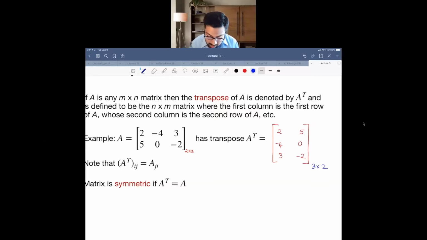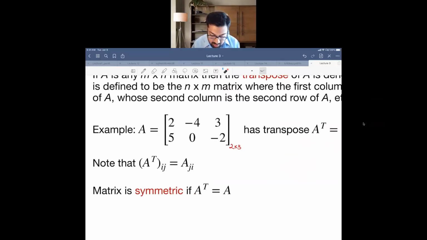So m by n has become n by m. The number of rows and columns have switched because we have interchanged each row with each column. The first row has become the first column, the second row has become the second column. That's a transpose. Now, because of that, we can say this: the i, jth element in the transpose of A is exactly the same as the j, ith element in A. Let's try to validate that.